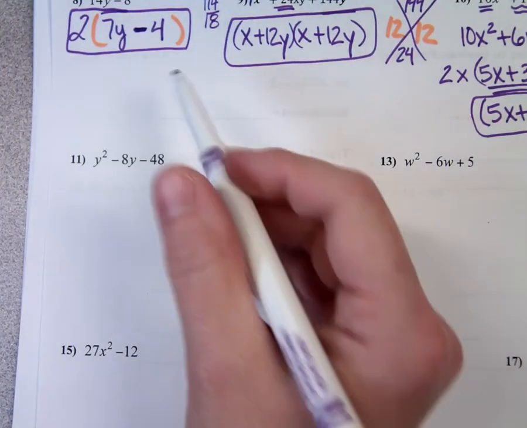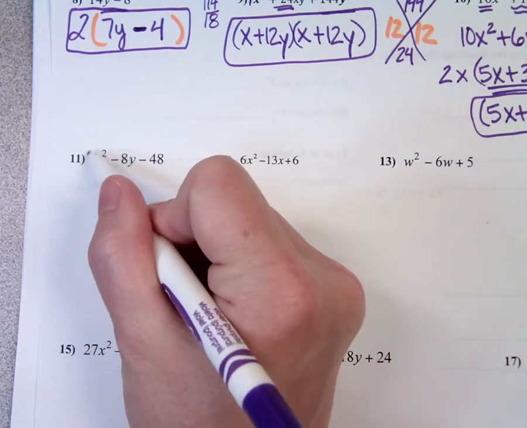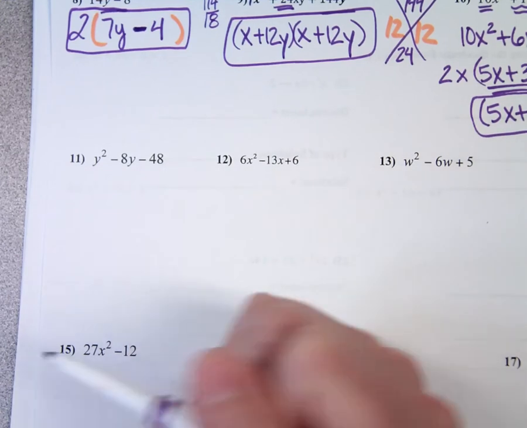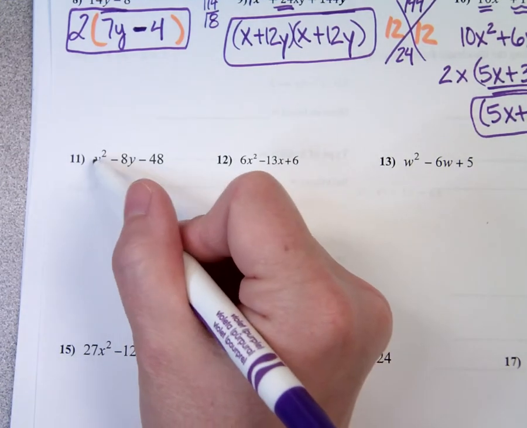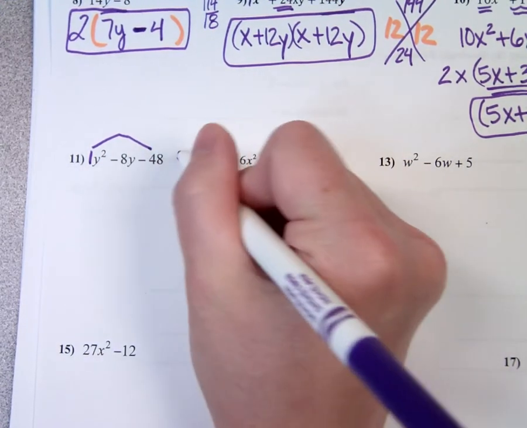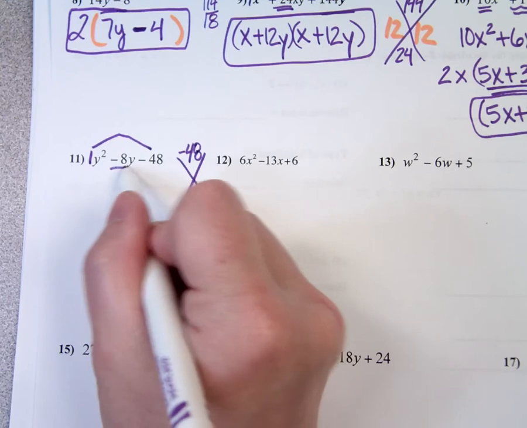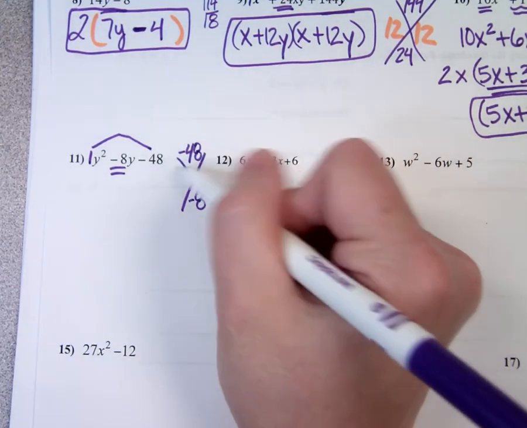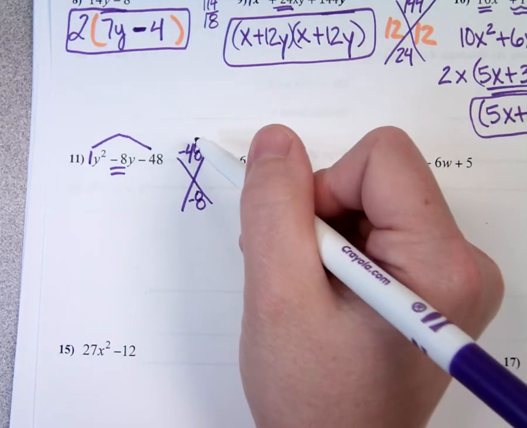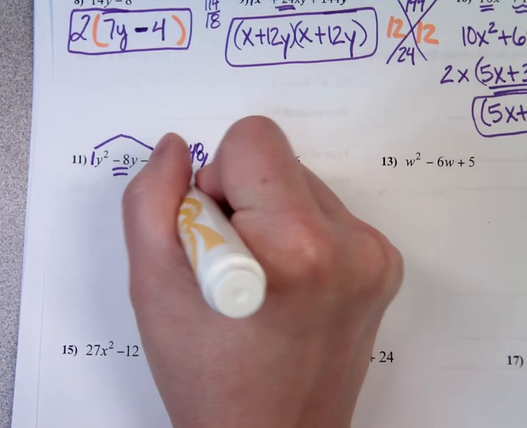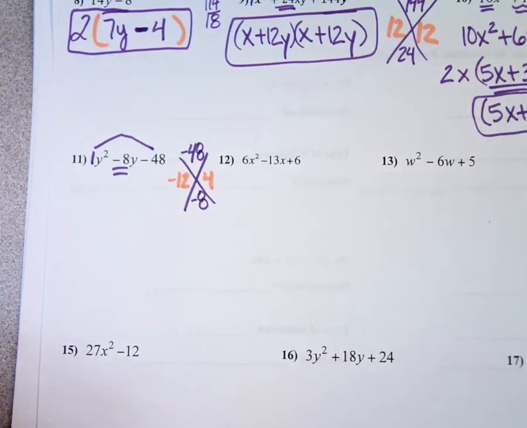Okay, next one. I look to see if I have a GCF. Does anything go into 1, 8, and 48 besides a 1? Nope. Do they all have y's? Nope. 2 terms or 3? 1, 2, 3. So I'm going to go a times c rooftop. So a times c is negative 48. I want them to add to be the guy in the middle, the negative 8. So what two numbers will multiply to be negative 48 that add to be negative 8? What two numbers? Negative 12 and positive 4.